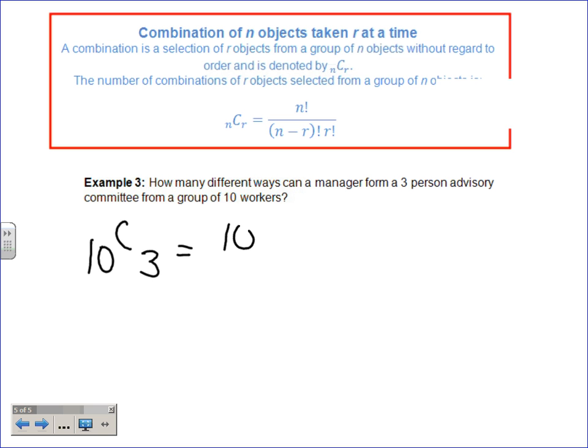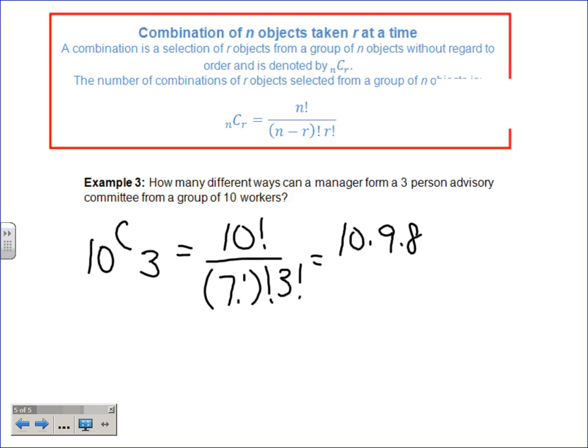So that would be what? 10 factorial over, well, we know 3 factorial goes here, right, if we use the formula. And what goes in the parentheses here? 7 factorial. So once again, some of these by hand really aren't that bad. Right, I'm going to stop there because this 7 factorial is going to take care of all that, right? Everybody see that? That 7 factorial takes care of all of that.